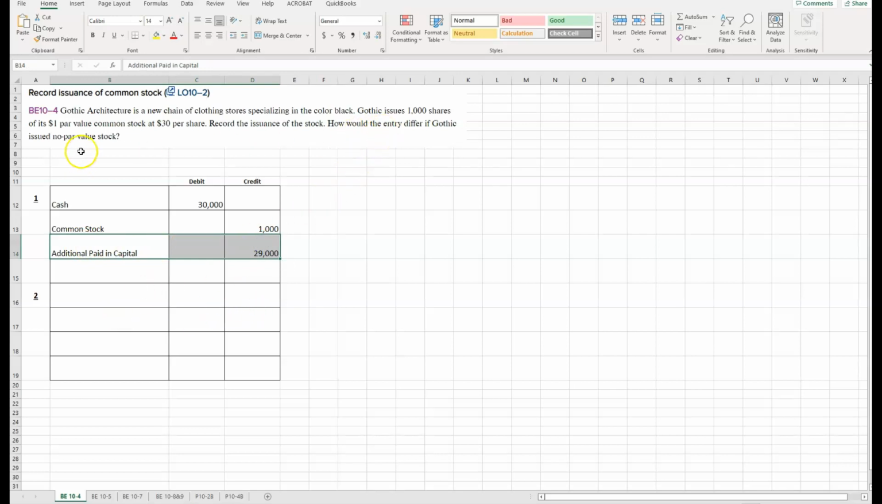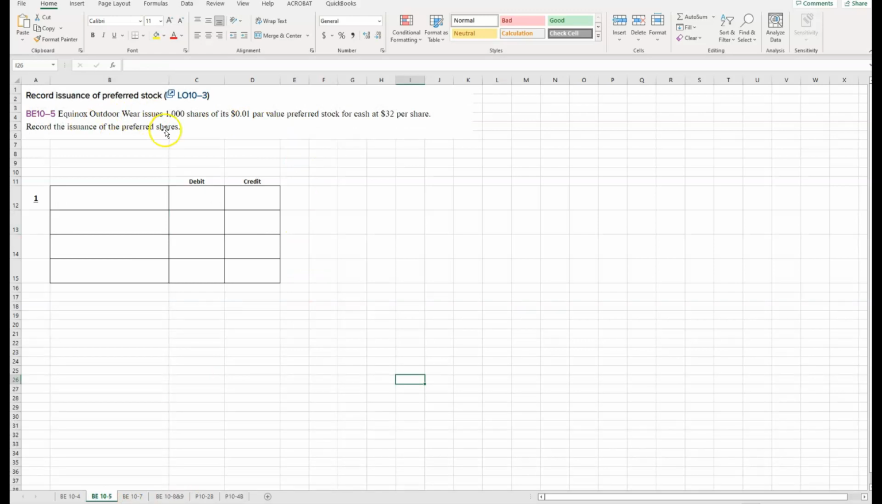How would the entry differ if Gothic issued no par value stock? So there can be a par value stock, there can be a no par value stock. And just to confuse matters further, if it's no par value, the board of directors can attach a stated value to it. The difference would be we would just debit cash and we would credit common stock. There would be no additional paid-in capital, and it would all be $30,000. So remember, par value only in the stock accounts.